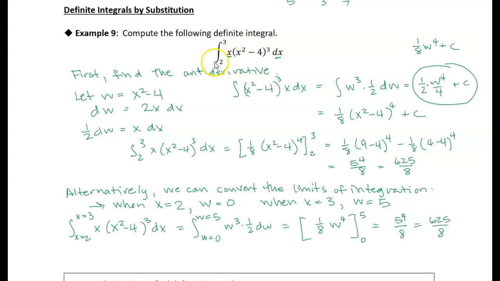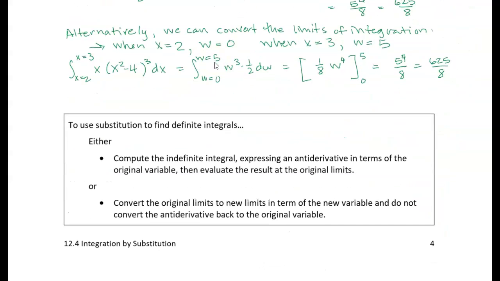So that's what this box is saying here. It's just reiterating what I just did. There are two ways that you can evaluate definite integrals when you're using substitution. You can convert back to the original variable, or you can leave things in terms of the new variable and convert the limits of integration.